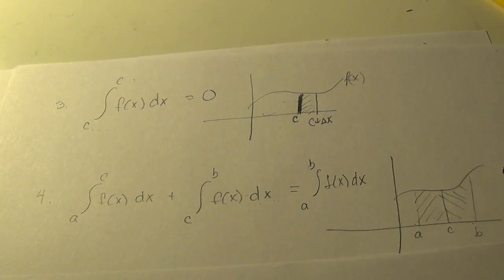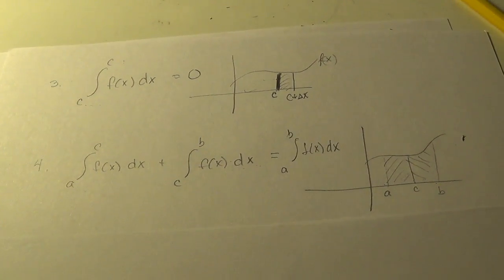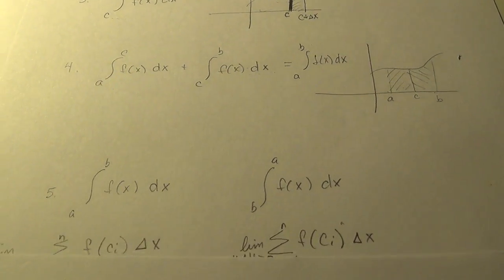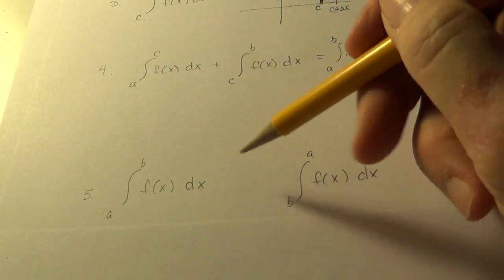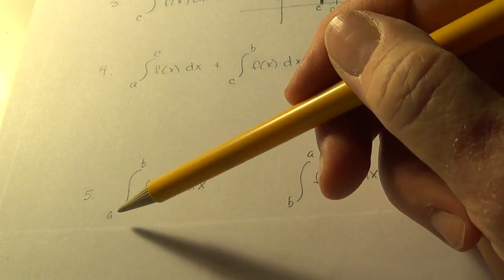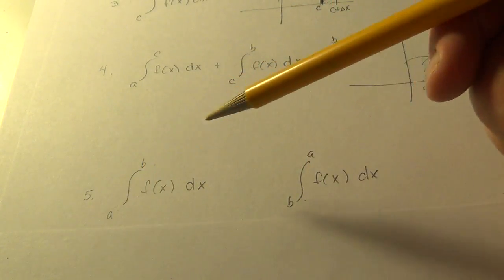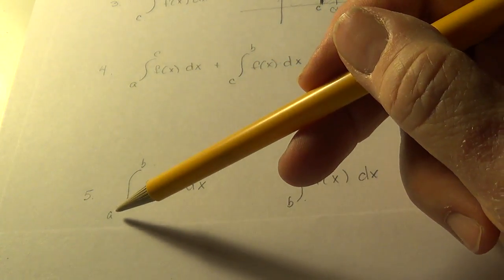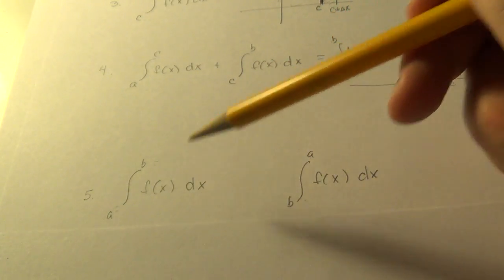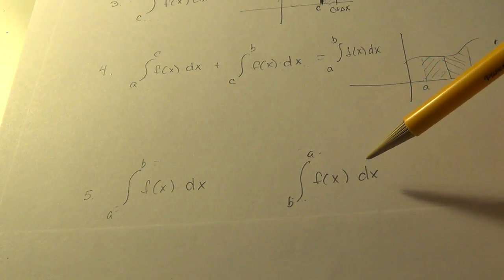Alright, moving right along, let's look at property number 5. I think there are 6. This one I was wondering is what's the relationship if I exchange these limits of integration? The upper becomes the lower and the lower becomes the upper. So here I have the integral from a to b of a function, and here I have the integral from b to a of a function.